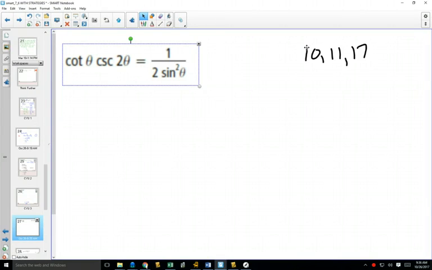And just like before, if cosecant of theta is 1 over sine of theta, then cosecant of 2 theta would be 1 over sine 2 theta.